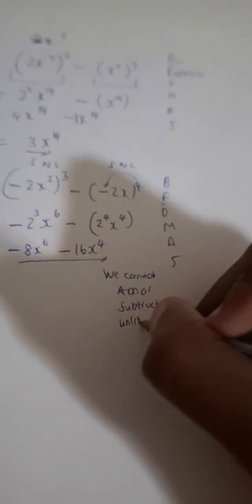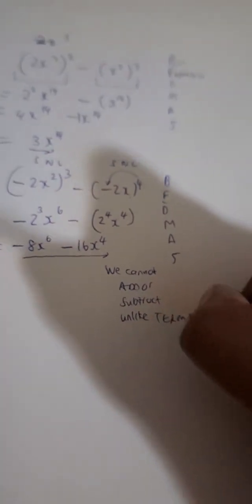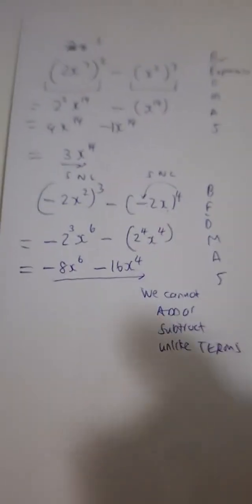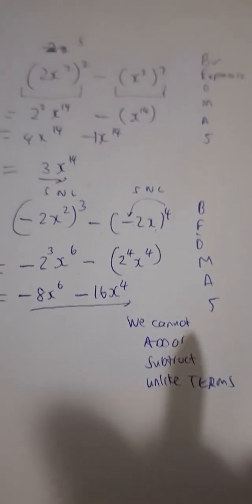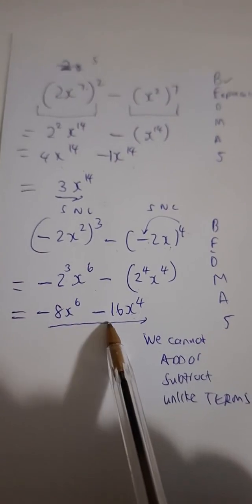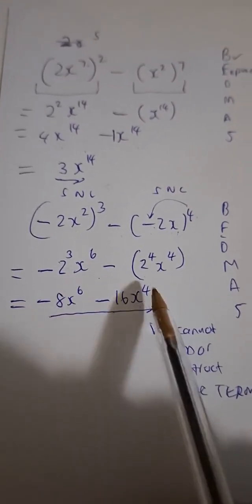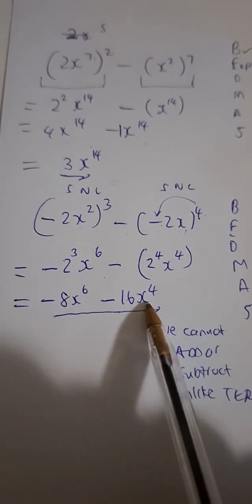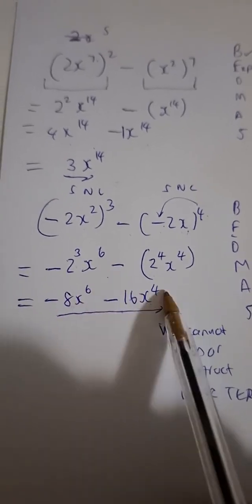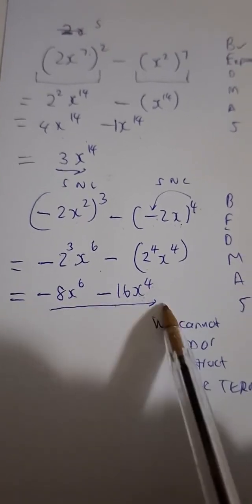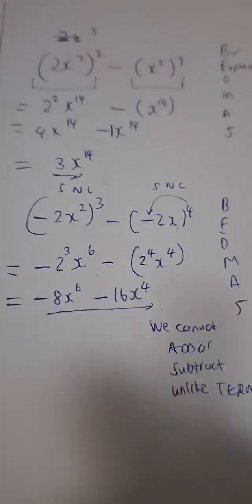This is a rule I mentioned yesterday when we were doing the live. This is a rule you learned in grade 8. This is a rule you should know. What makes these terms unlike? It's the variable, it's the exponent. The variables are the same, yes, but their exponents are different. So yes, we end there. You can't go any further.